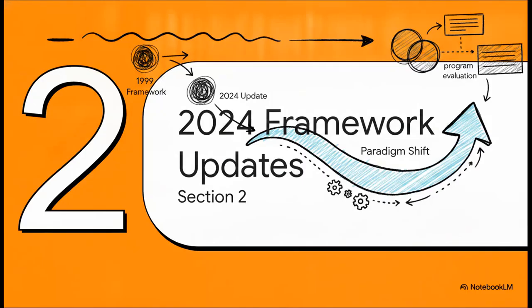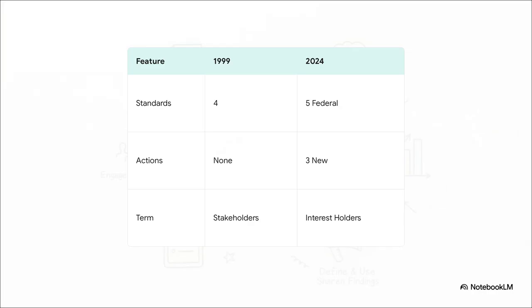Moving right along to Section 2, the 2024 Framework Updates. You know, the field of public health has evolved so much over the last couple of decades, and the CDC framework really reflects that shift. We've officially moved from the 4 basic standards we got back in 1999 to 5 highly rigorous federal standards. These new standards actually align with the Foundations for Evidence-Based Policymaking Act, which means we are now baking relevance, rigor, independence, transparency, and ethics right into the core of everything we do. It just ensures our evaluations aren't just useful, but are done with serious integrity.